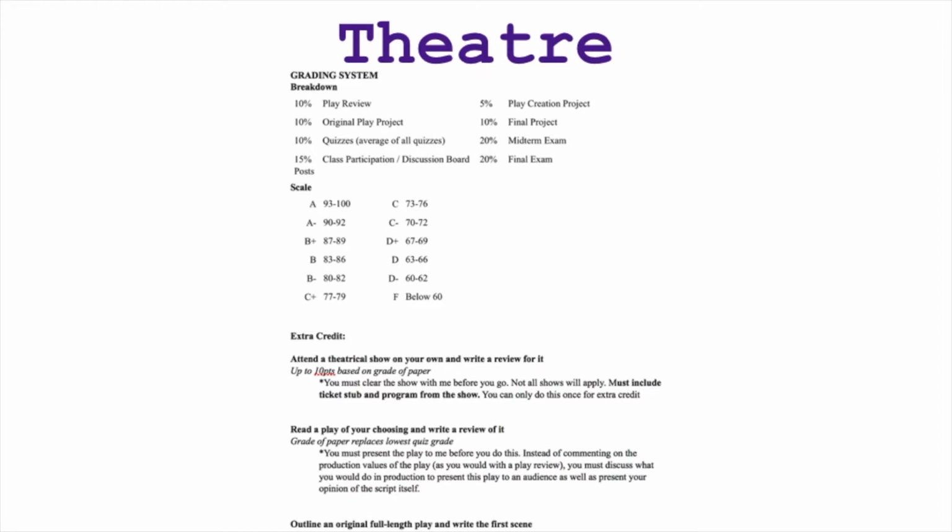Now, there are 3 projects that you'll be doing over the duration of this course. The first one is called the Play Creation Project. The next one is the Original Play Project, which will be a playwriting assignment. And then the last one is the Final Project. Since the Play Creation Project is the first one, it'll be coming up next week. It'll be 5% of your grade, a little less since it's the first one that you'll be doing. Then the Original Play Project and the Final Project will each be 10%.